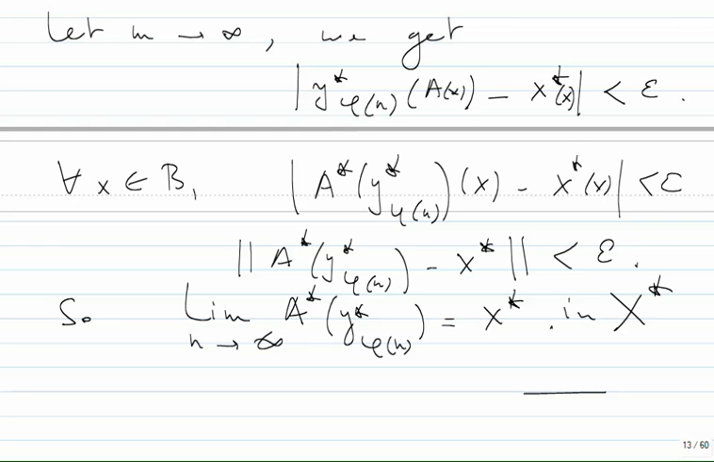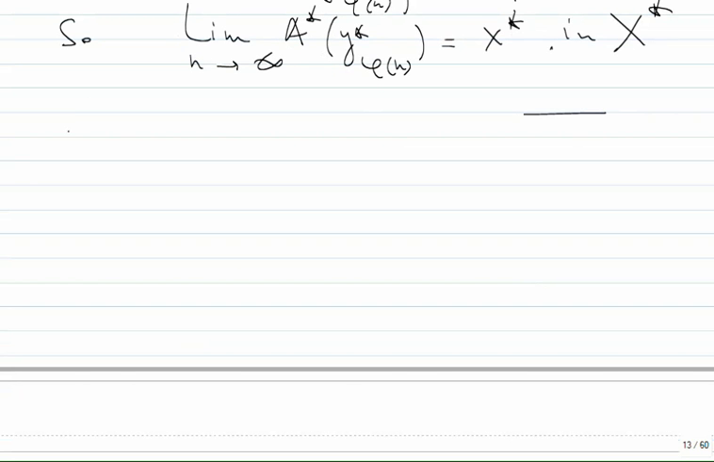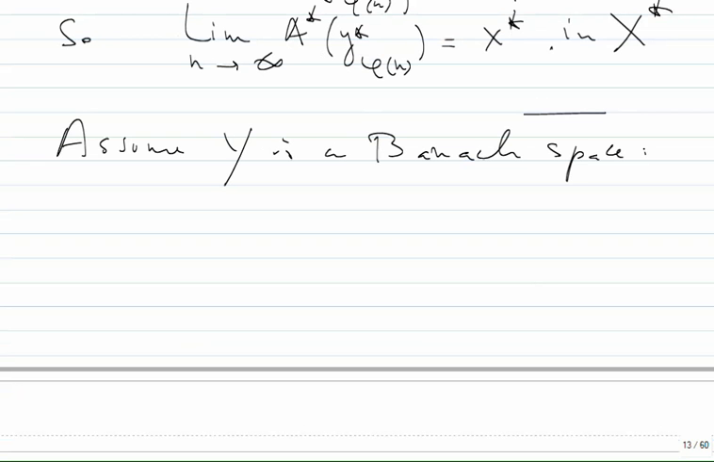Now the second part, the converse. What happened to the converse? So assume Y is a Banach space, and assume that A star, going from Y star to X star, is compact.